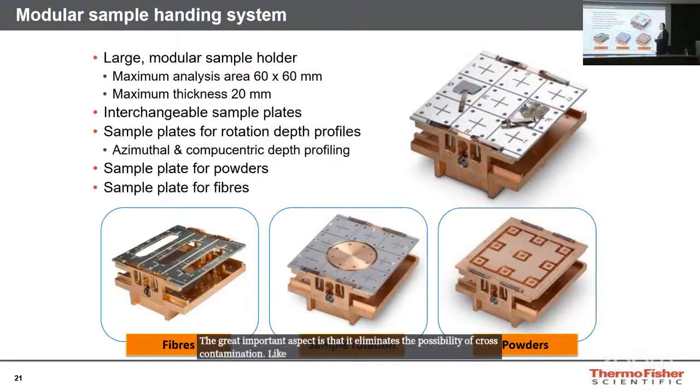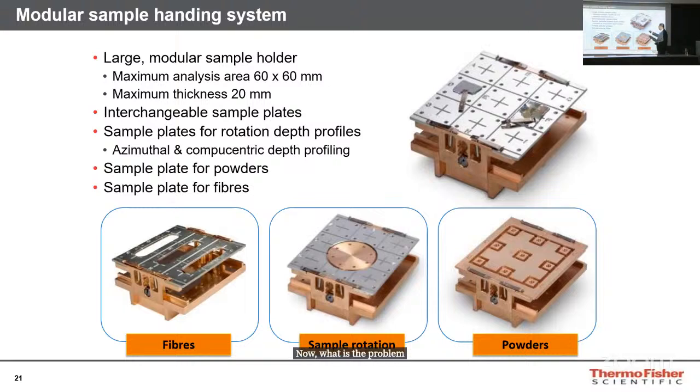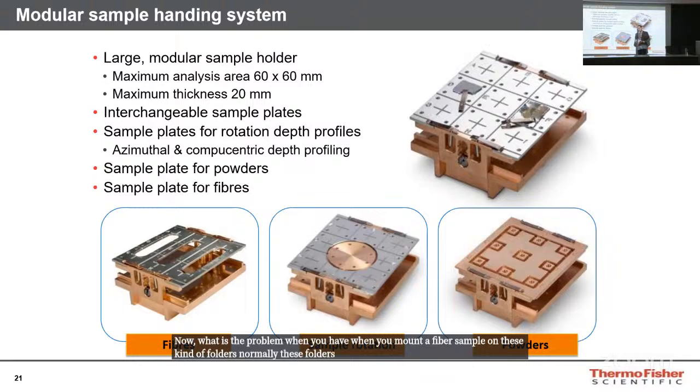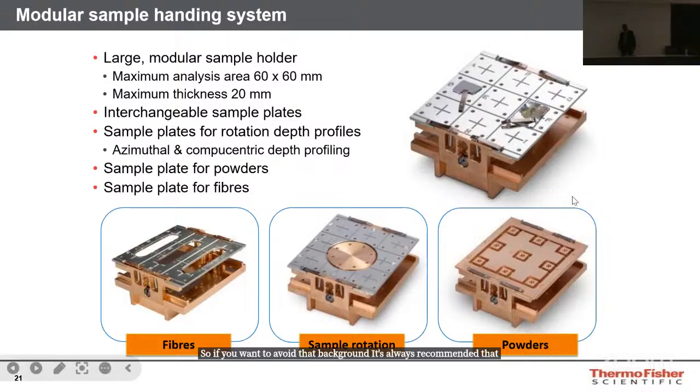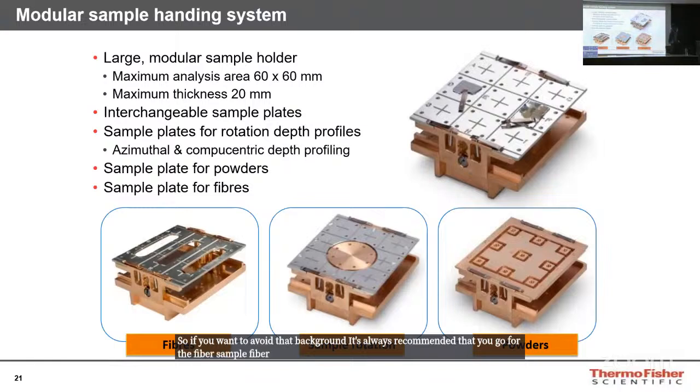Likewise, there are many of us who work with electrospun fibers. When you want to do a characterization of fibers, there is a dedicated holder for fiber handling. Now, what is the problem when you mount a fiber sample on these kind of holders? Normally, these holders take a double-sided carbon tape, and when you put your fiber on a double-sided carbon tape, you will have more of carbon background, which you will see in the spectrum. So if you want to avoid that background, it's always recommended that you go for the fiber sample holder. And the last one I'd like to discuss is that I mentioned about a technique which is called depth profiling.